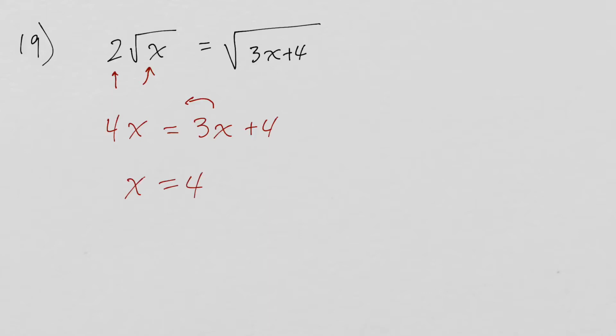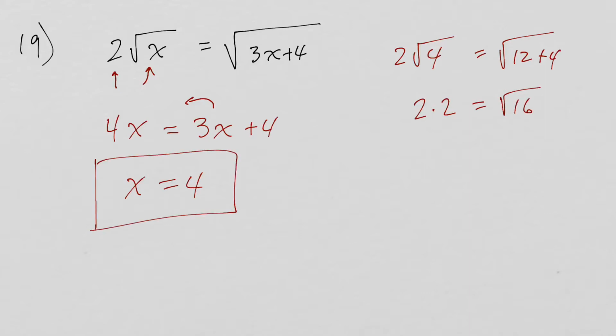And so now I should probably check to see that it's not extraneous. Actually, I can see that it's not, but let's do this anyway. This 3x is 12 plus 4. We have 2 times 2. Is this really equal to the square root of 16? Yes, that's true. So that's the solution.